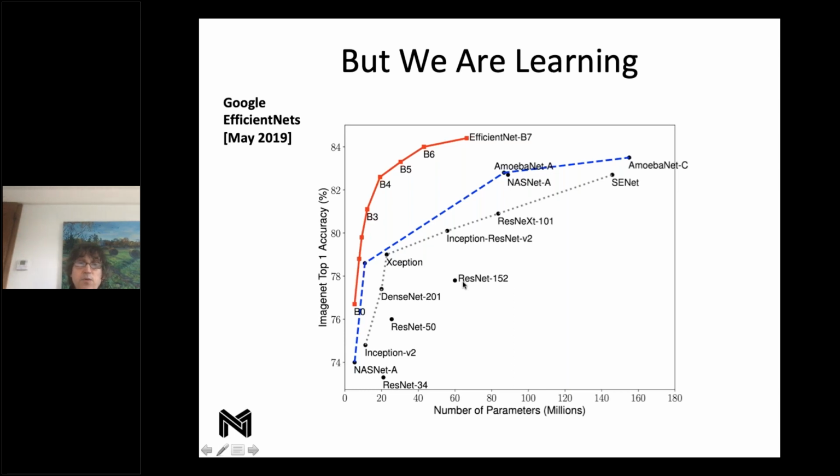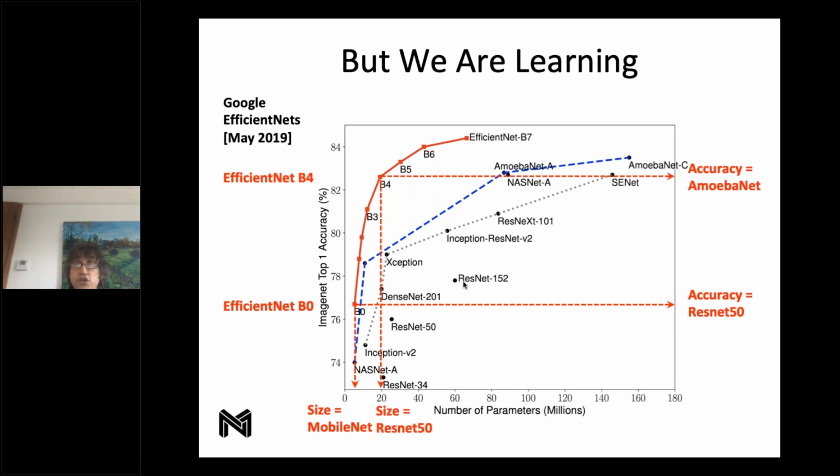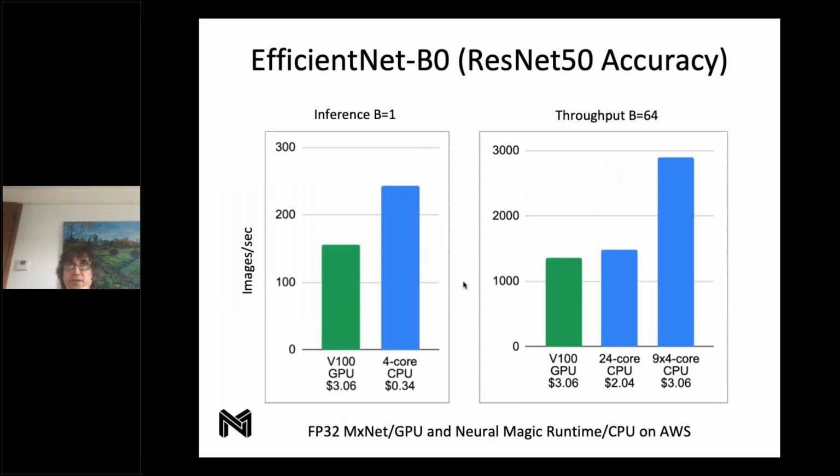And what do we see here? Well, EfficientNet B0, a network that is more than 10x smaller than ResNet, has the accuracy of ResNet. If we look at EfficientNet B4, it has the size of ResNet, but the accuracy of AmoebaNet. So we're learning how to do it with much smaller networks. We're getting a better understanding of what's going on. And this translates also into compute.